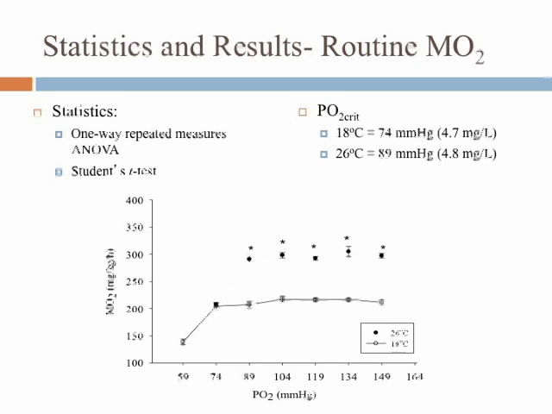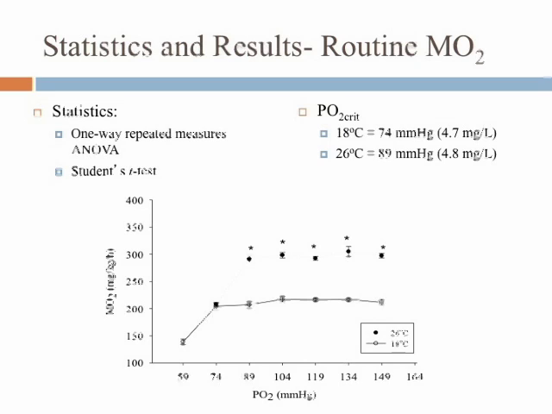Within the same temperature, we found that oxygen consumption for fish at 26 degrees Celsius was about the same, with no significant difference until we got to 89. From 89 millimeters of mercury, oxygen consumption started decreasing very fast until it got to 74. At 74 millimeters of mercury, fish just went out. They lost equilibrium, and some of them actually died.